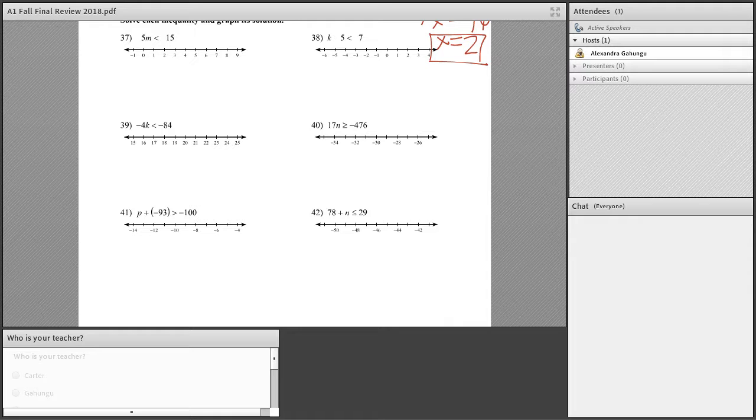For solving and graphing our inequalities, the one thing we have to watch out for is multiplying or dividing by a negative. Because if we divide by a negative, we have to flip the inequality.